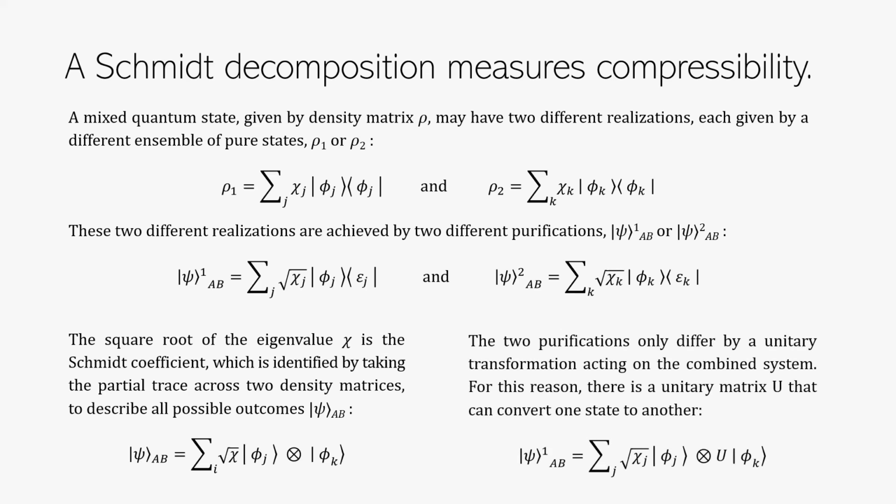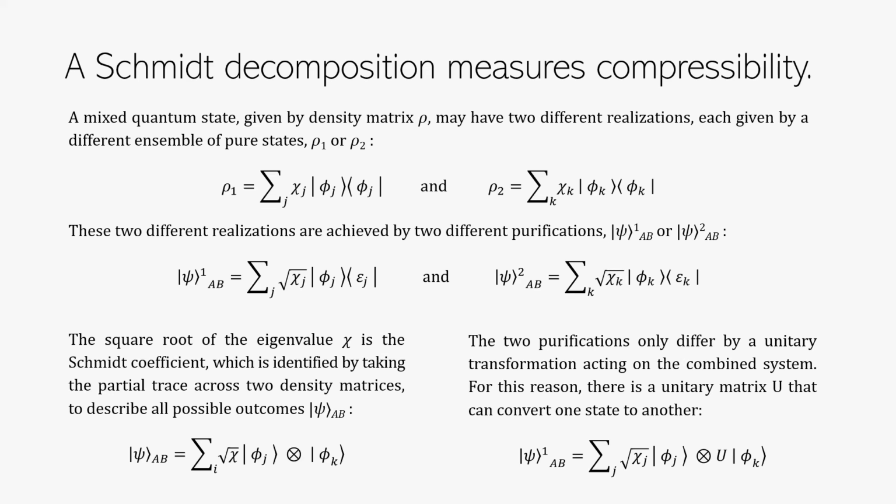And so the two purifications here only differ by a unitary transformation acting on the combined system. And for this reason, there's a unitary matrix U that can convert one state to another. So different ensembles of pure states can be realized by making different measurements, which means just applying a slightly different D matrix.